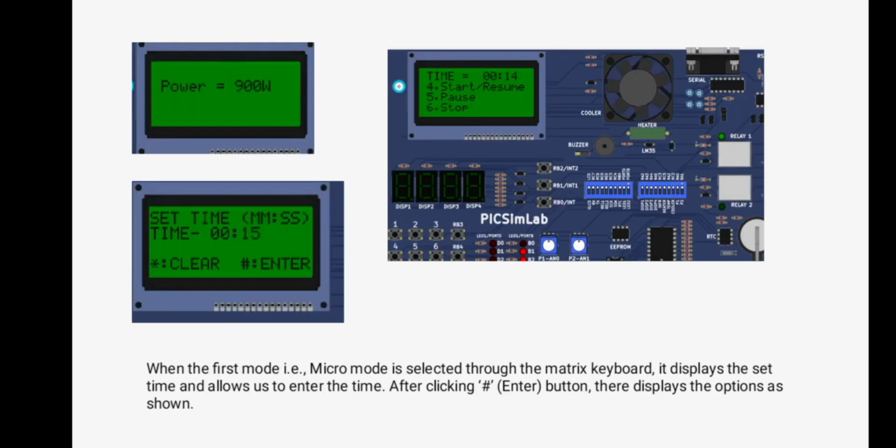Whenever the micro mode is selected, it shows the power, that is 900 watts, and it also shows set time. We have to enter the time using the matrix keypad, and after that we press the hash keypad button. Next, it displays the time, turns on the timer, and also shows some options. We can start, resume, pause, or stop the action going on there.